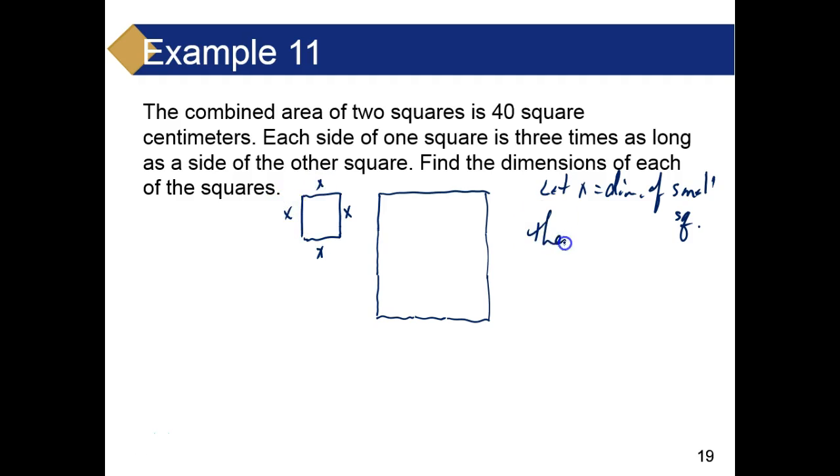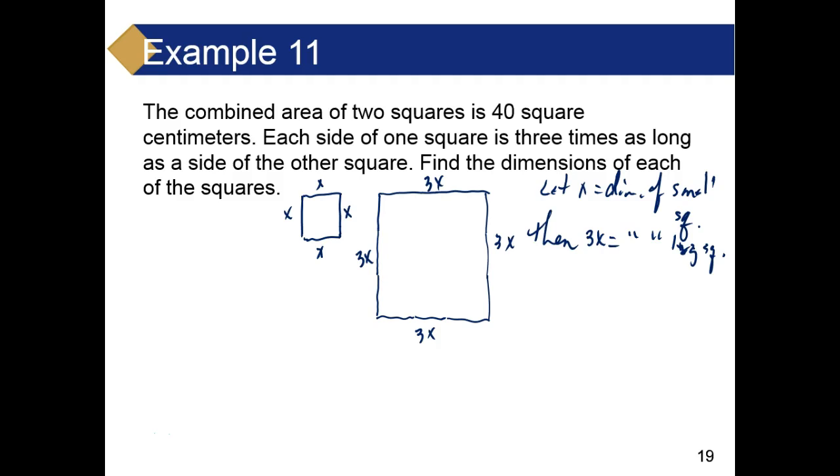Then, what would be the dimension of the larger square? 3 times X is 3X. Okay. Dimension of the large square. So this will be 3X. That'll be 3X. That'll be 3X. And that'll be 3X. You see how I was drawing them. I almost tried to get each one of those.